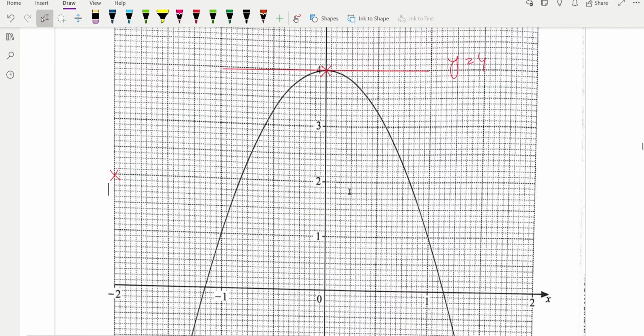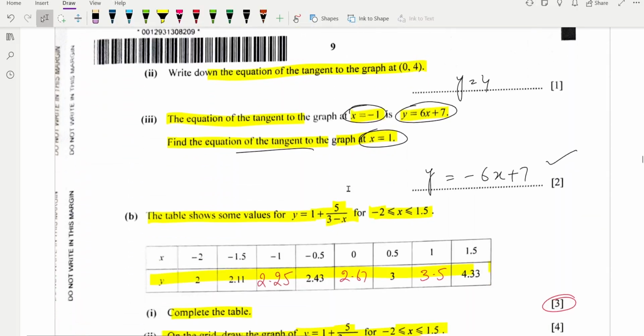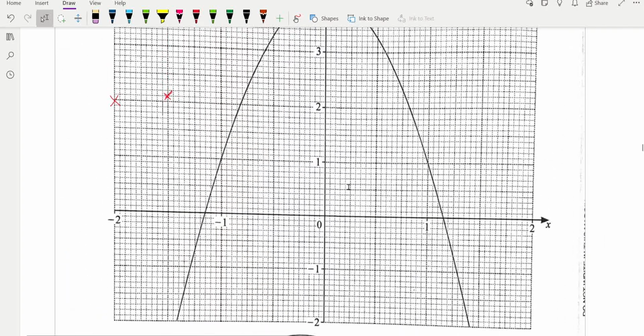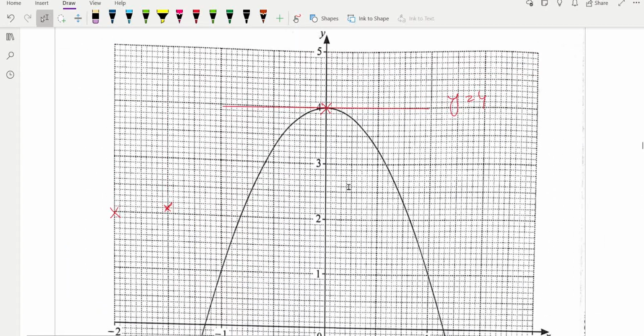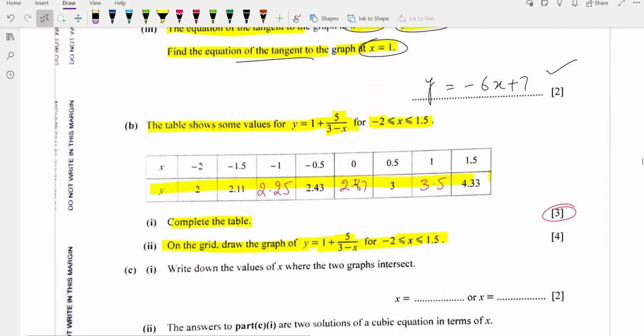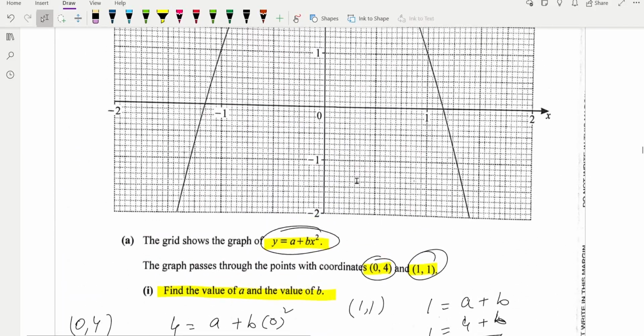-1.5 and 2.11 will be over here, which we have drawn. And the third point is what? The third point is -1 and 2.25. So 2.25 will be over here. Then we can go for -0.5 and 2.43.